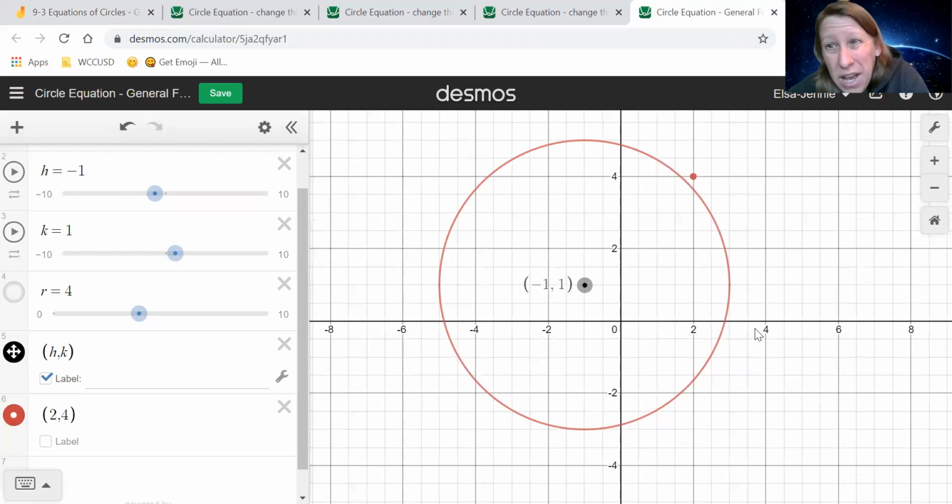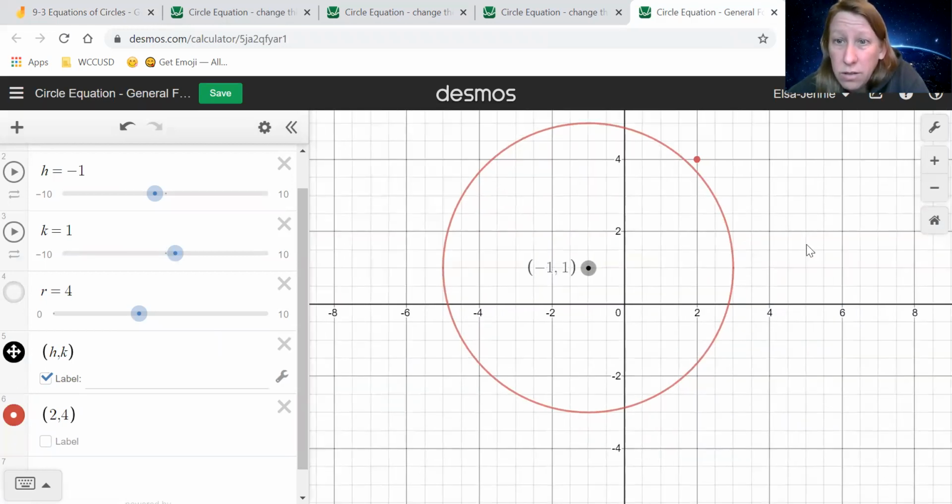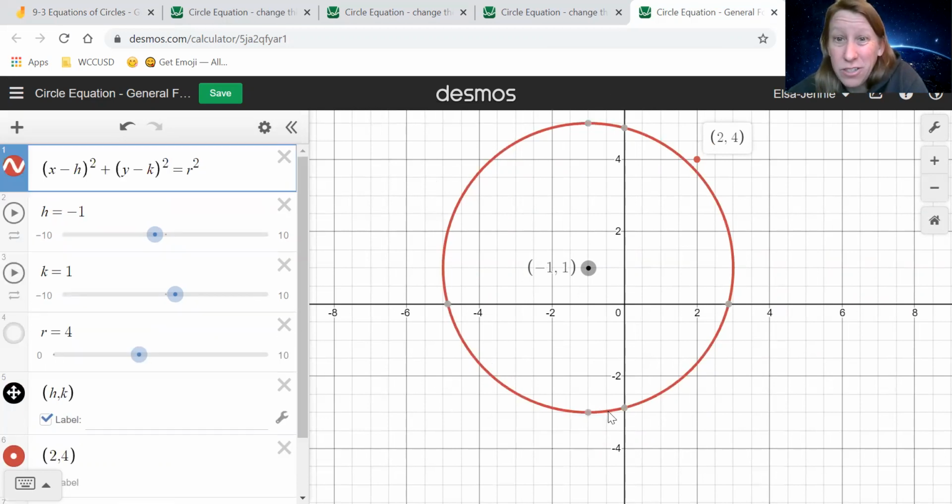And if you drew it badly, you might not be sure because those are pretty darn close together. But if you look on Desmos, is this point on a part of the circle? No. If it's not on the circle, it has two possible places. It can either be outside the circle or inside the circle. And this one is outside the circle.